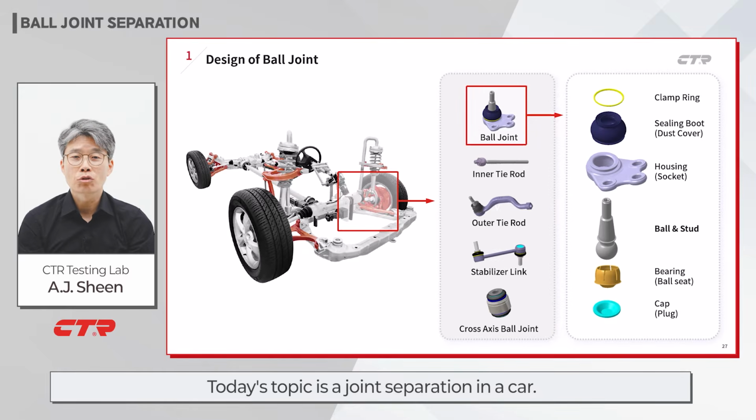Today's topic is joint separation in a car. At this point, we need to be familiar with the names of each joint component. Those are cap, bearing, ball and stud, housing, sealing boot, and clamp ring. Before we jump into the next slide, please remember the names of these components.